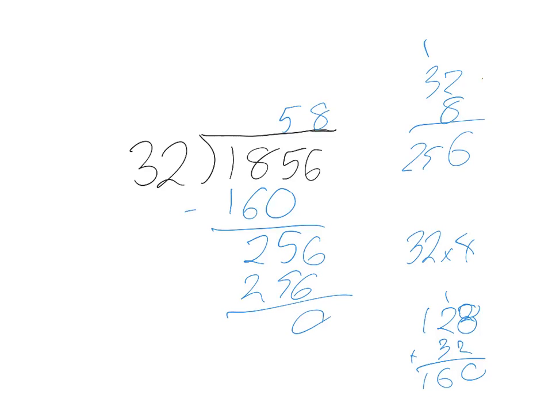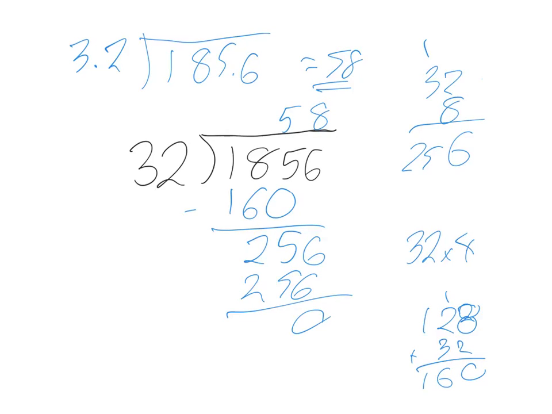So my answer of 185.6 divided by 3.2 is going to give me an answer of 58. Okay? All you need to do is remove the decimal from the divisor and the dividend, and you will find your answer.